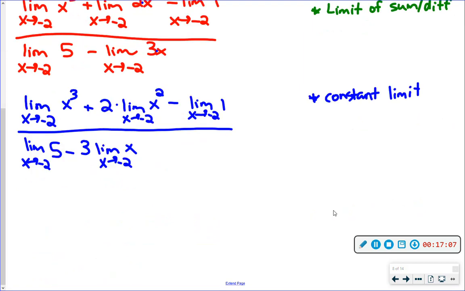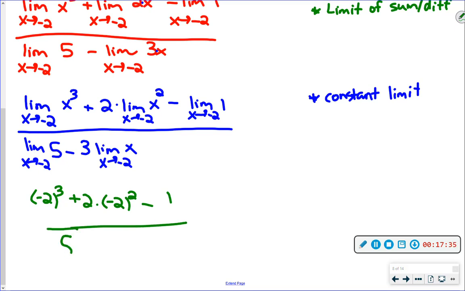Okay, so now I think we can finally get an answer here, my friends, because we are going to use those special limit laws where you can just put the number in for x. So we're going to do -2 cubed, -2 squared. What's this third one? The limit as x approaches -2 of 1. That's just one constant term. Let's do the bottom. We're just going to get 5. And then 3, I'm going to put the -2 in.